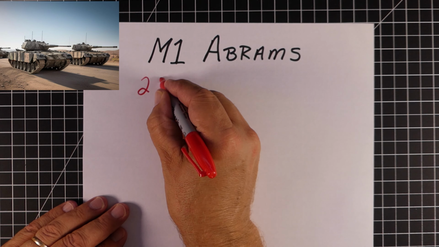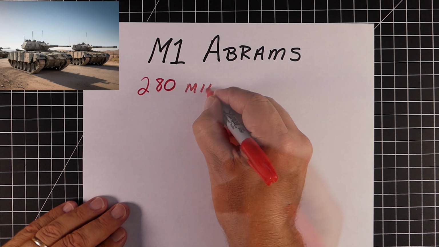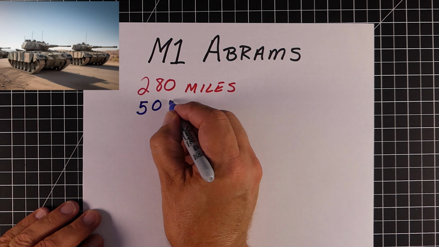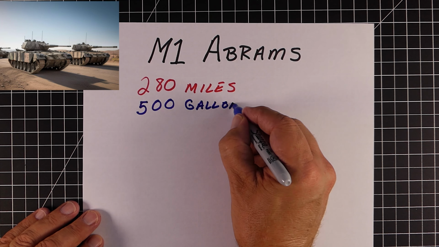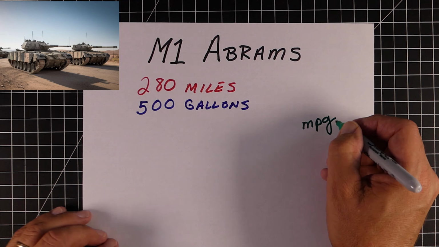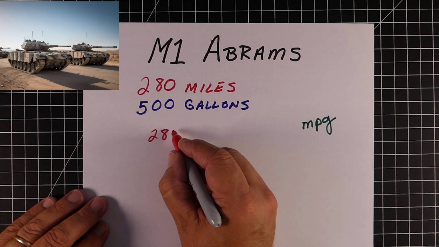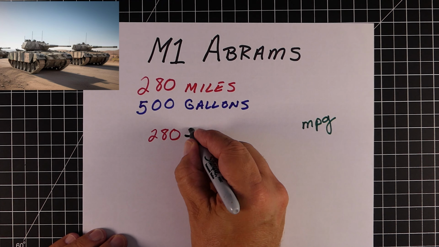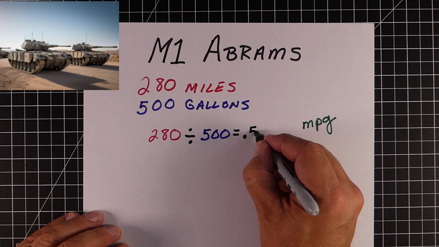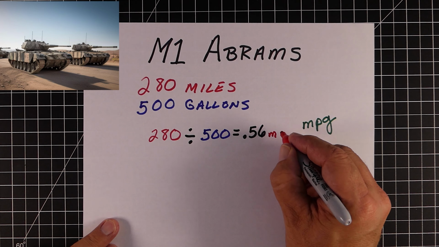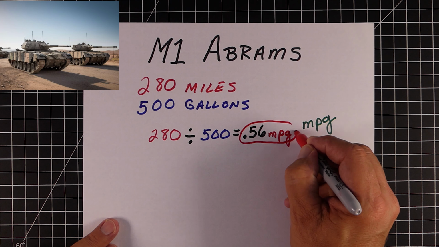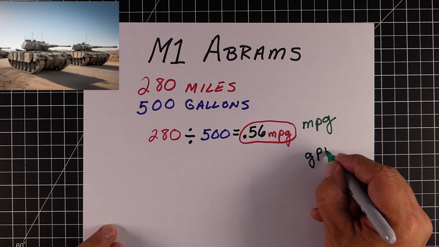In this one right here, we're going to look at miles per gallon, but we're also going to look at how many gallons per mile. So with this particular tank, you can travel 280 miles using 500 gallons of gas. If we tried to find the miles per gallon, we would take the number of miles and divide that by the number of gallons. When you do that, we actually get a decimal, 0.56. So what that means is we would go 0.56 miles on 1 gallon of gas.